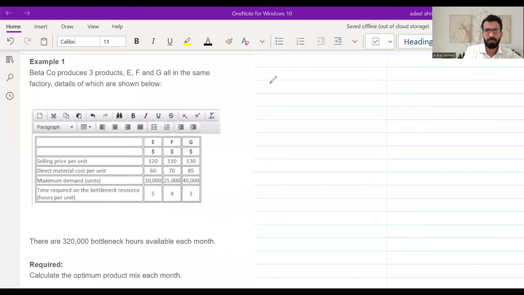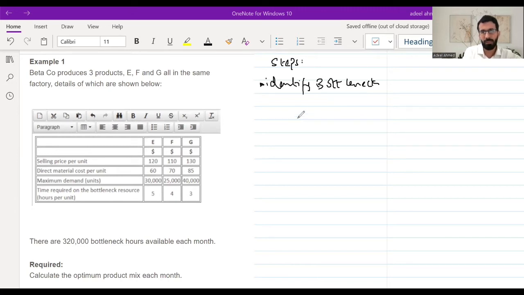Talking about the steps involved here, first of all, as we said earlier, we need to identify the bottleneck. As we said, there could be more than one process involved in making the product, and which of those processes is our bottleneck is what we have to identify. Once you have identified that, you can perform the calculation of the optimal production plan.